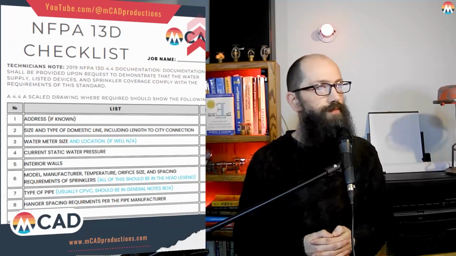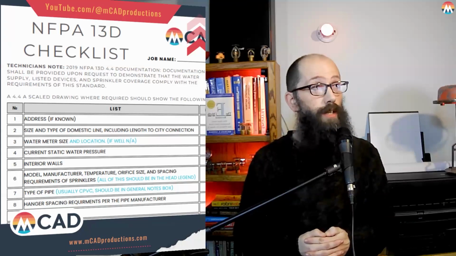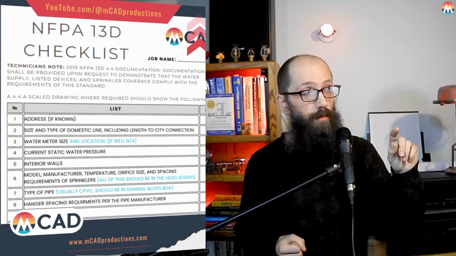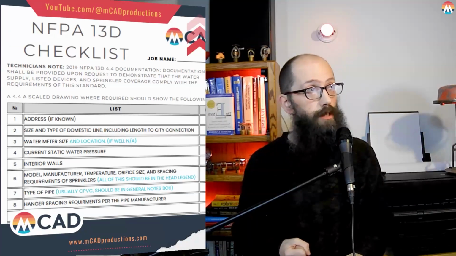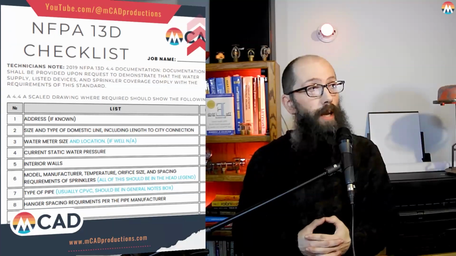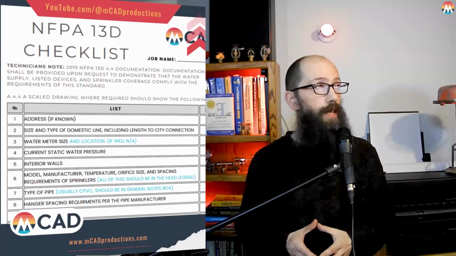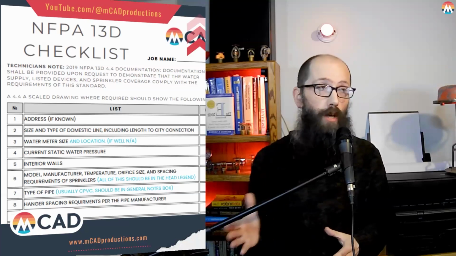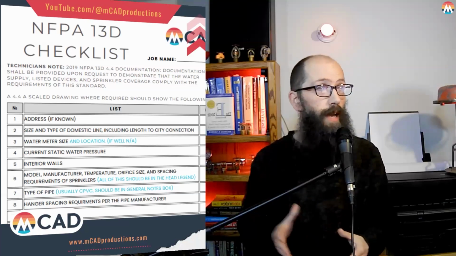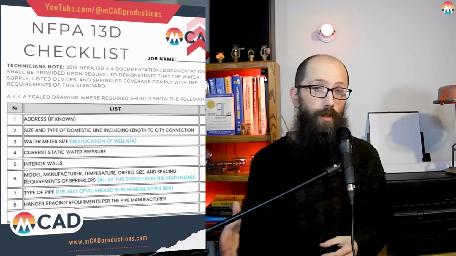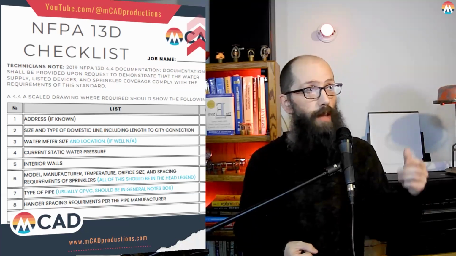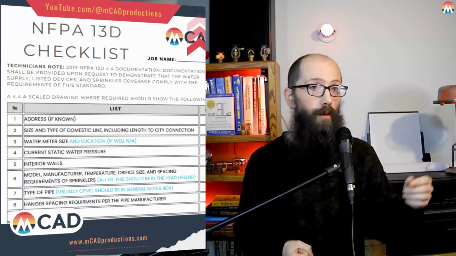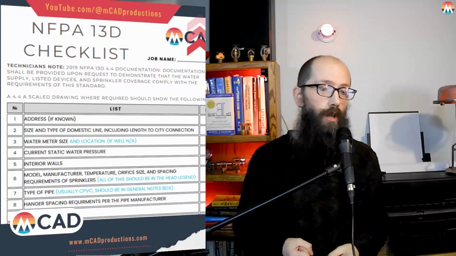At the top, it says, this is a quote right from NFPA 13D, 2019 edition, section 4.4. At that section, it says documentation. Documentation shall be provided upon request to demonstrate that the water supply, listed devices, and sprinkler coverage comply with the requirements of this standard. And then in the annex under 4.4, it tells you that a scale drawing, where required, should show the following.